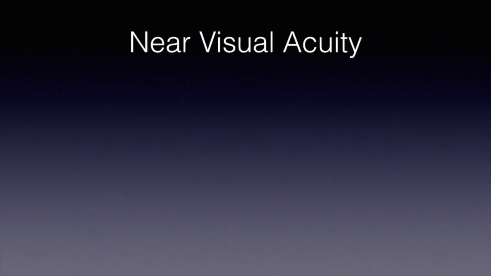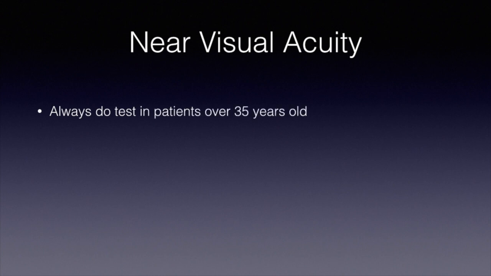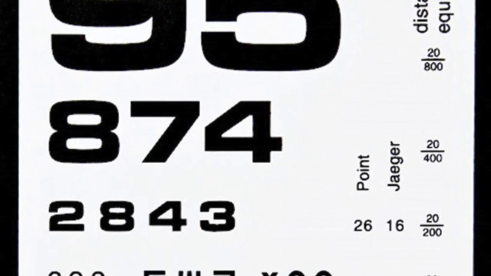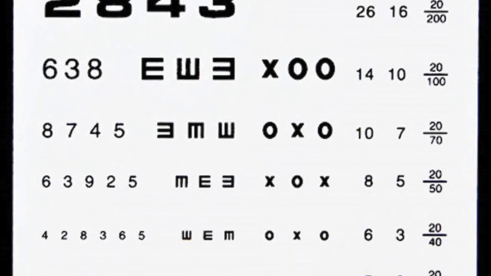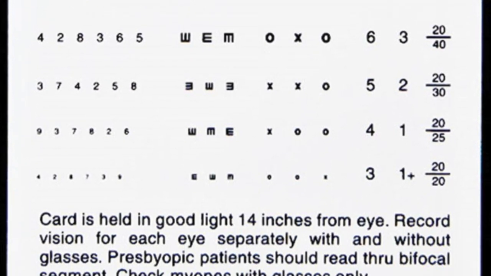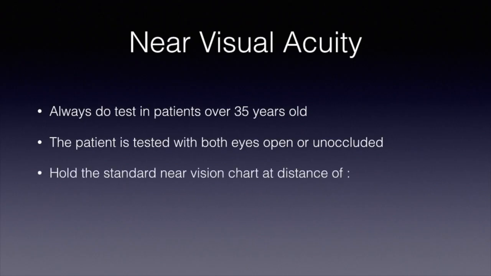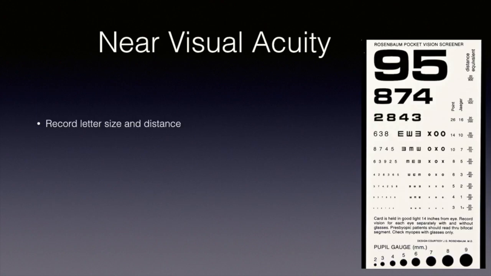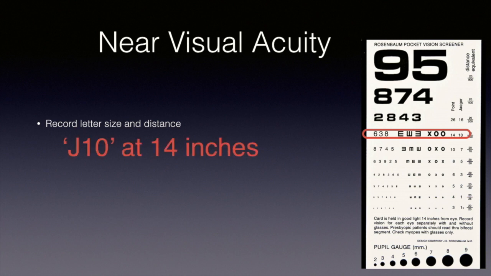Near vision testing is done for patients more than 35 years old or patients who complain of blurring of vision at near distance who may already have presbyopia. Testing is done with both eyes open or unoccluded. The near vision chart is held in good illumination at 14 inches away from the patient's eyes. The patient is asked to read the lines from the biggest characters down to the smallest line. A corresponding near vision score is assigned per line, and in this case, it is reported as Jaeger 10 or J10 at 14 inches.